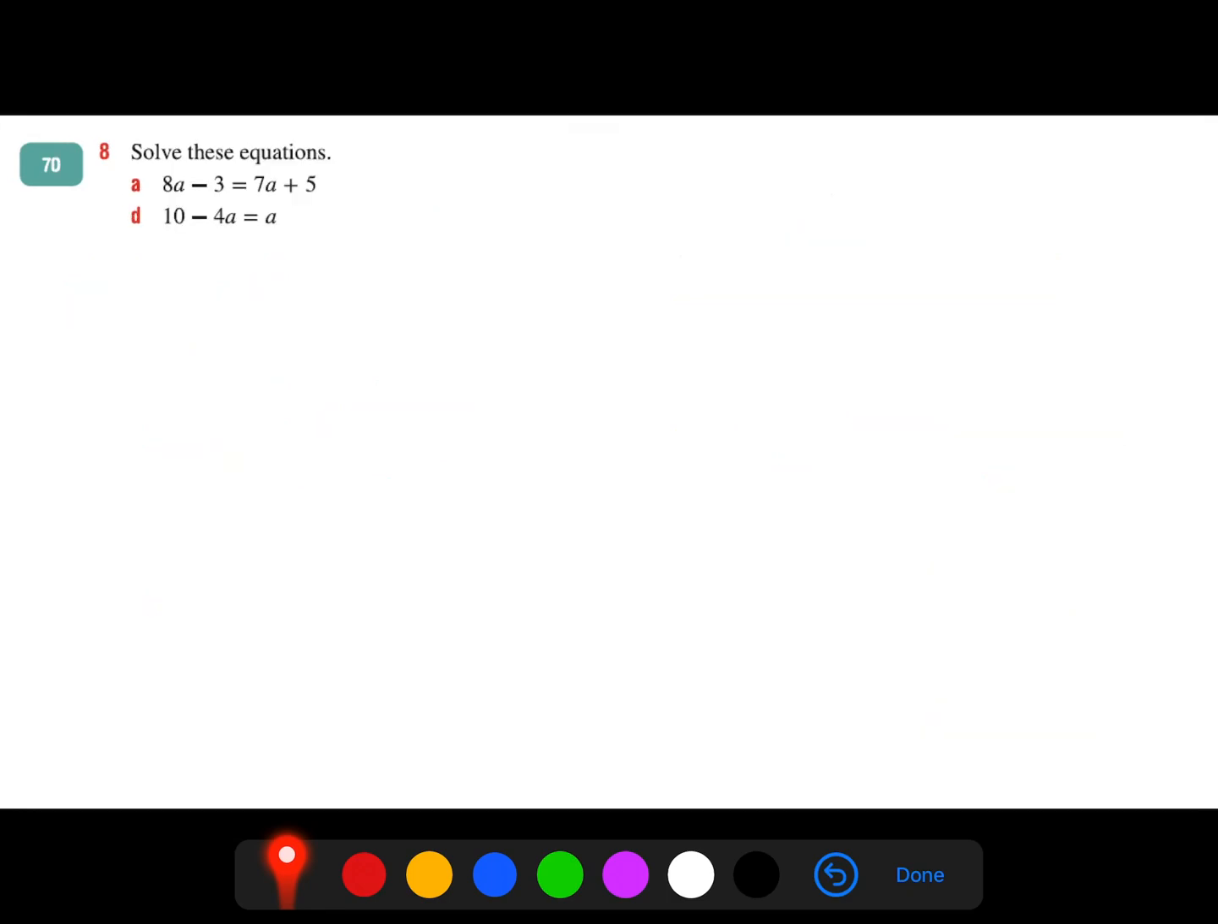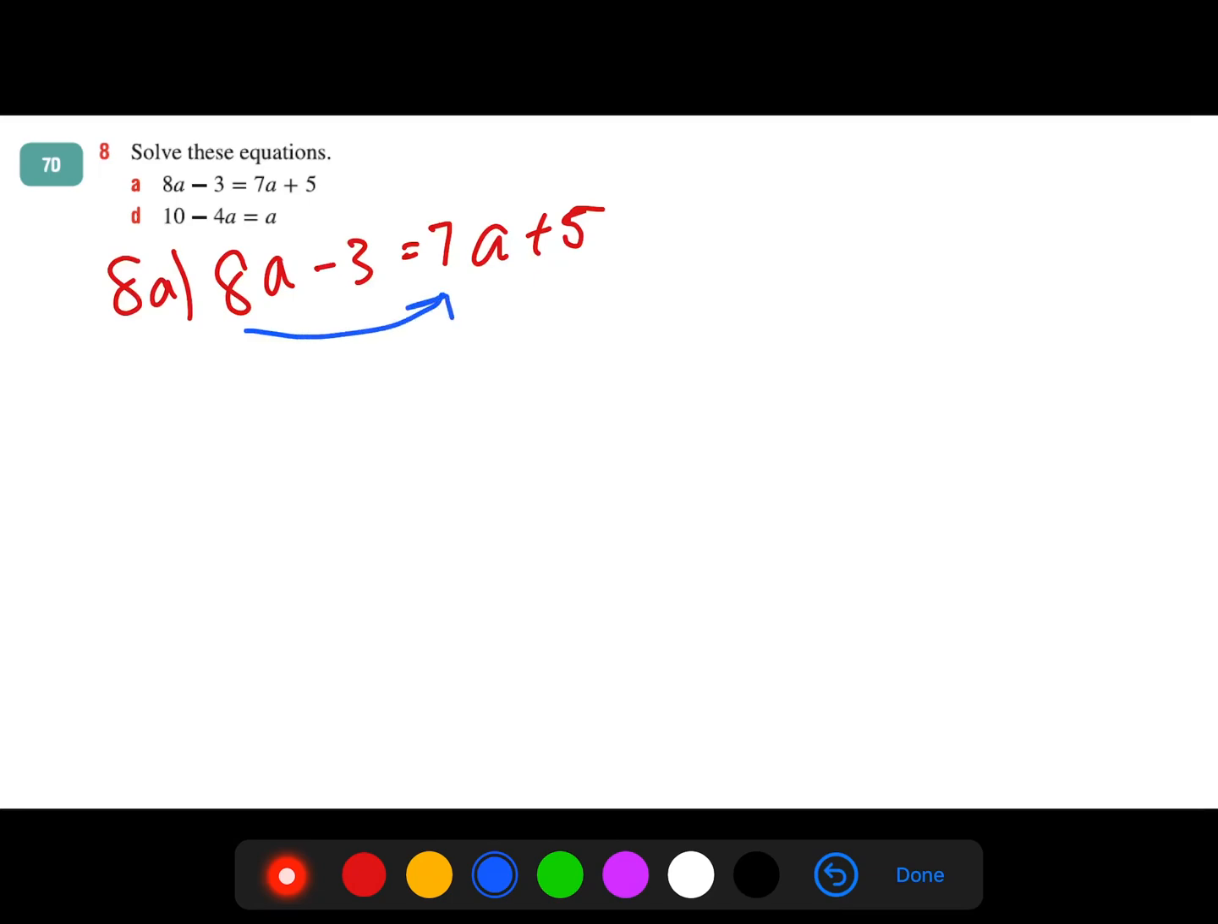Now, for this one, for 7D, I'll do 8A. So my question was 8A minus 3 is equal to 7A plus 5. What I would need to do here is to merge the 8A and the 7A together. To do that, I will need to move it all to the one side. That means I'm going to move this 7A to the left hand side. So to do that, I will minus it.